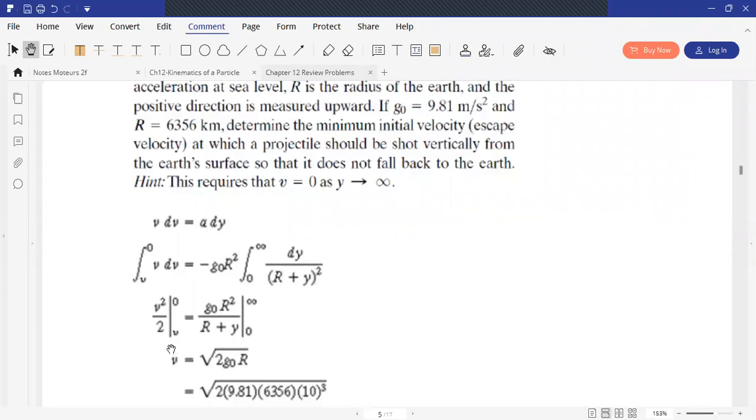So when you solve, you get that the initial launching velocity v0 should be equal to the square root of 2 g0 R in order for the particle to not come back to the Earth.